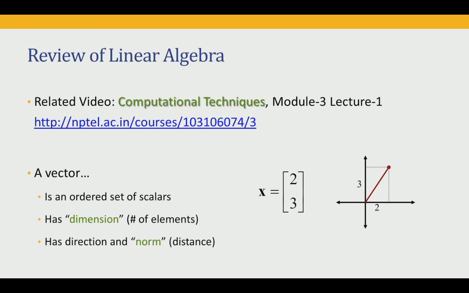As a convenience, what we are going to do in this entire lecture series, we are going to assume all the vectors to be column vectors, which means that the vectors will have n rows, but a single column. As you can see over here, we have 2 rows, but a single column. Now, this column vector has a dimension which is nothing but the number of elements.